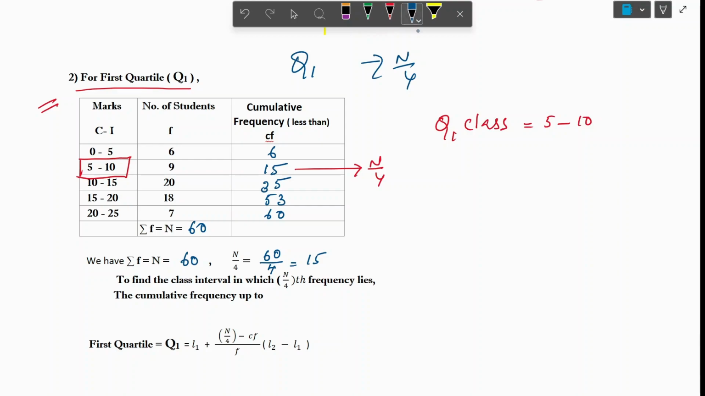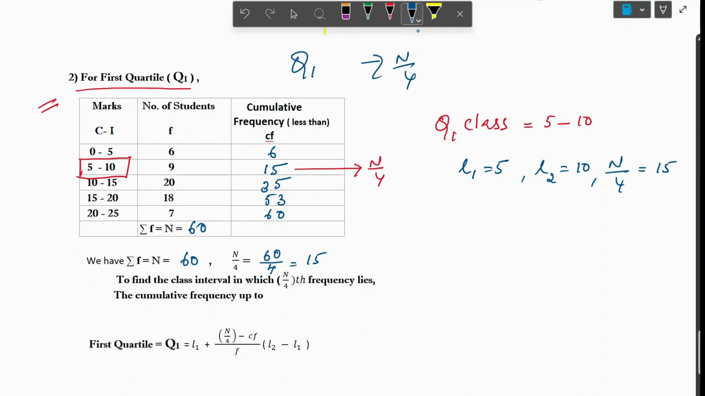Then we are going to write your L1. L1 is 5, and what is L2? That is 10, and what is N upon 4? That is equal to 15. These three pieces of information you have written. Now, what do you need? You need F and you need CF. What is F? F means the frequency corresponding to the Q1 class. This is called the Q1 class. You can write it. Okay. Therefore, 9 is your F.